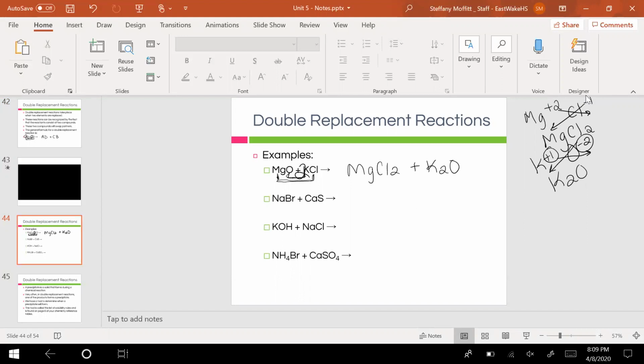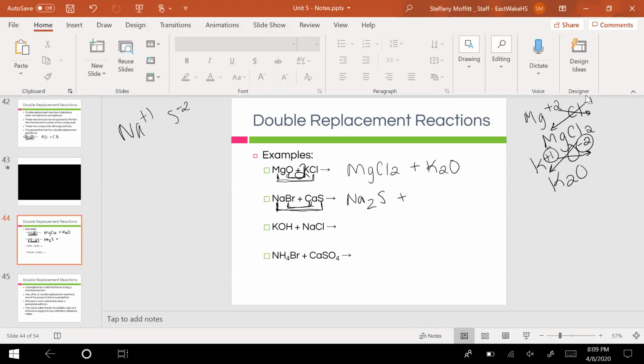For this next example, the sodium is going to bond with the sulfur, and the calcium is going to bond with the bromine. Remember, that cation has to go first. So sodium and sulfur. So I've got Na, and that's in group 1, so it's got a +1 charge. And sulfur is in group 16, it has a -2 charge. When I crisscross those, I will get Na2S.